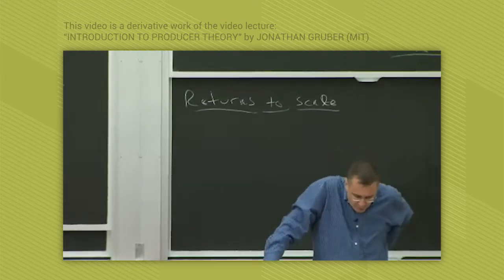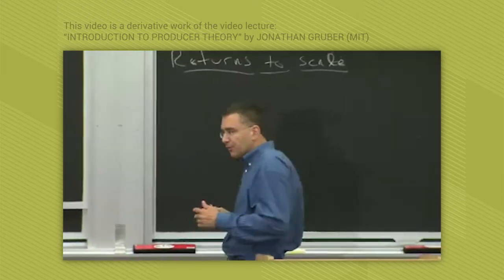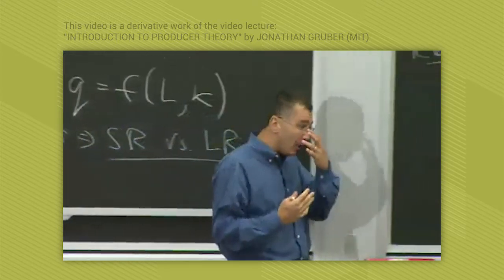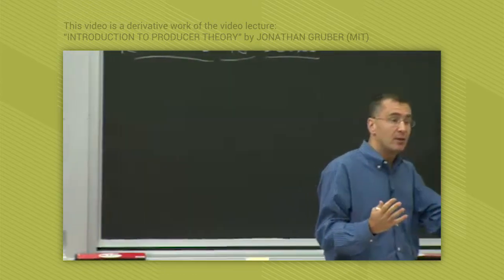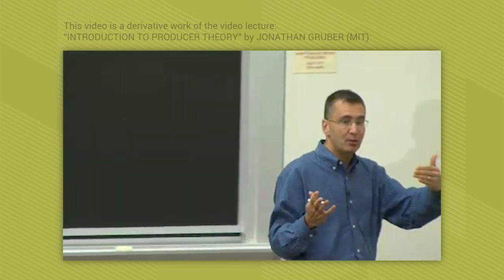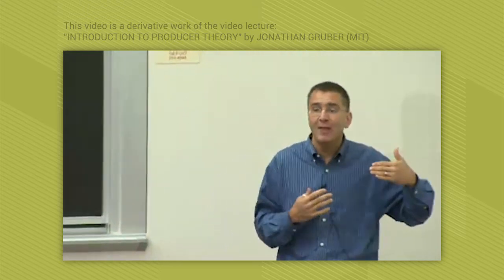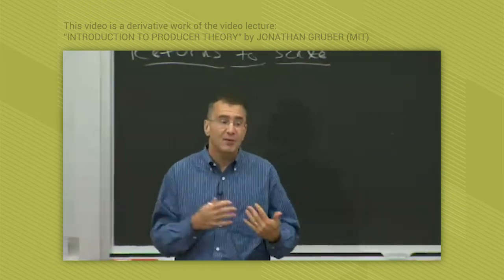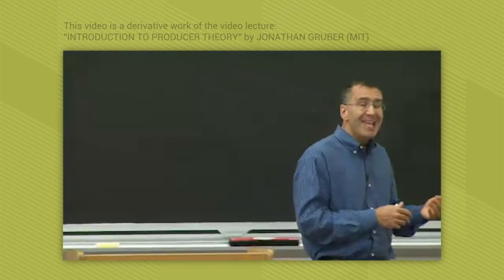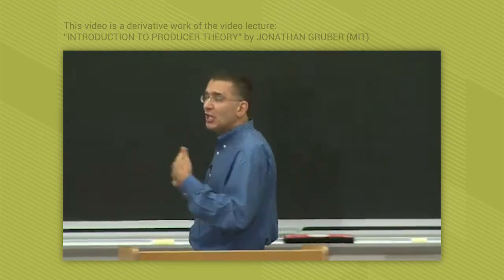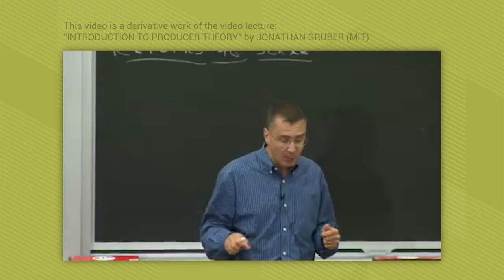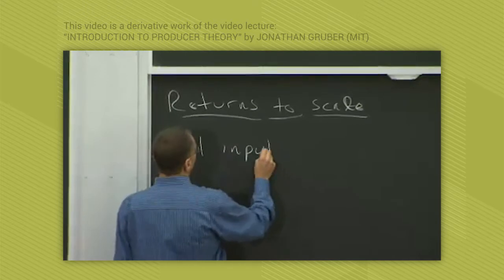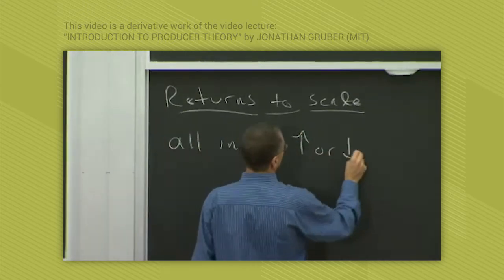So here the question is, what happens if we increase all inputs proportionally? By scale, I mean, what if we just double everything? Twice as much labor and twice as much capital. That's an increase in scale. It's increasing all inputs proportionally. Twice as much labor, twice as much capital. Half as much labor, half as much capital. So a change in scale is an equal proportional increase or decrease in all inputs.